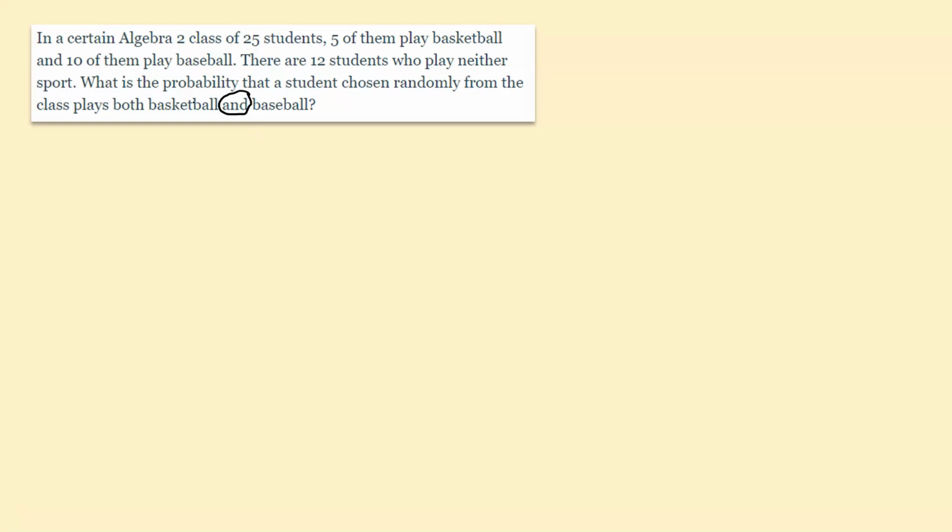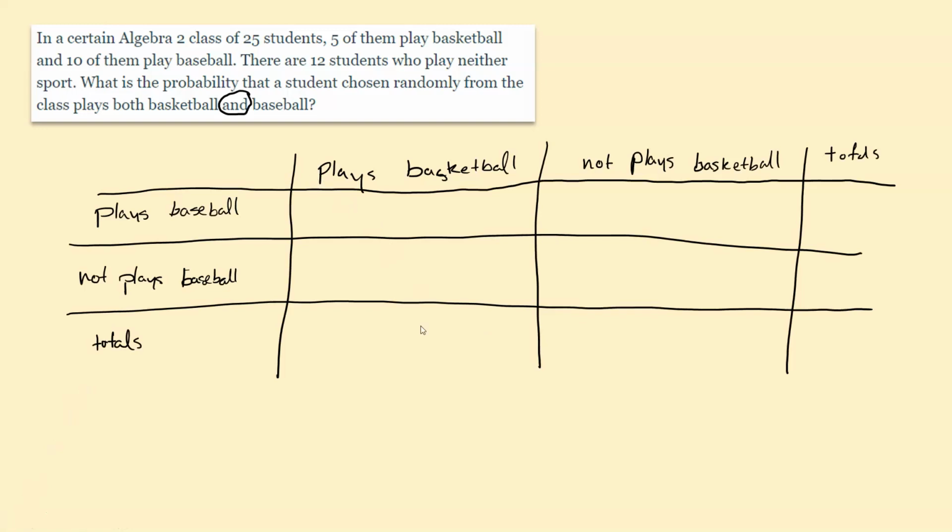And this is one where we have two categories here. So we want to probably use a two-way table. So I'm going to go ahead and start setting up a two-way table. So plays, I'm going to put basketball on this axis. I'm going to go ahead and pause and set up my table. All right, so the setup should look something like this. We have plays basketball, not plays basketball, plays baseball, not plays baseball, and then we have our totals in the margins.